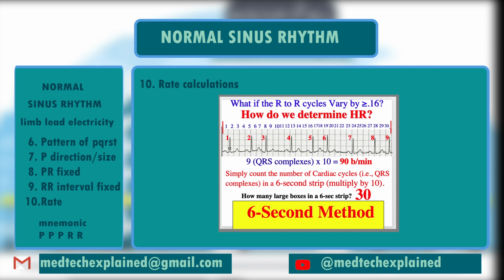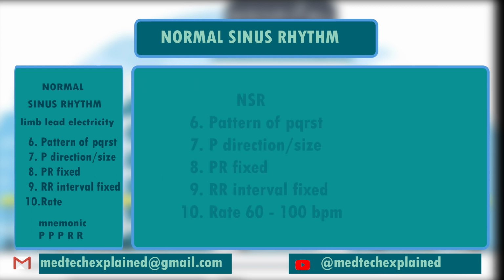Now, by finishing point 10, we will be able to know whether our ECG has a normal sinus rhythm or not. So, to summarize, for a normal sinus rhythm, we should have the following criteria. The first letter P is the pattern of the P waves is intact. So every QRS has a T after it and a P before it.